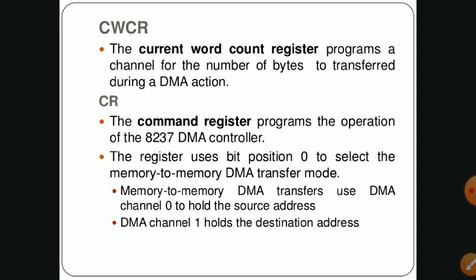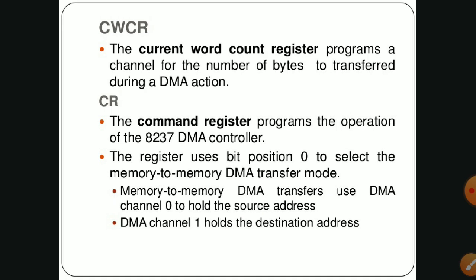And next one is CWCR, the current word count register. As I already said, this is the register which is used to store the number of bytes that are required to be transferred. Another one is CR, the command register. This is a very important register. This command register alone can program the total operation of the DMA controller.